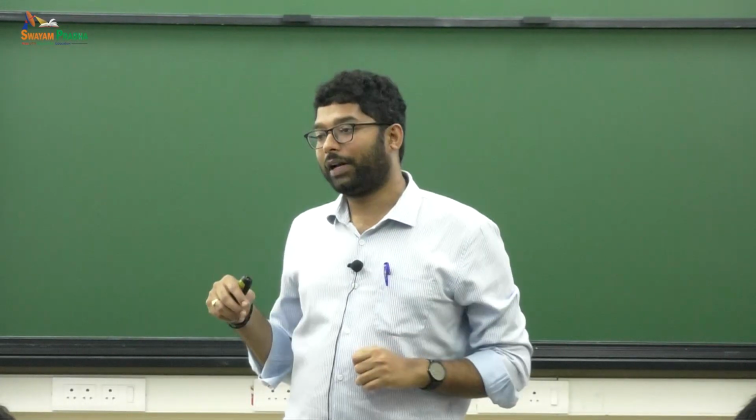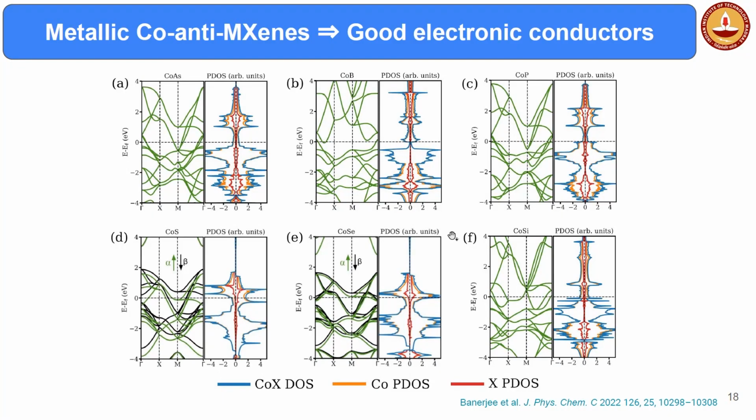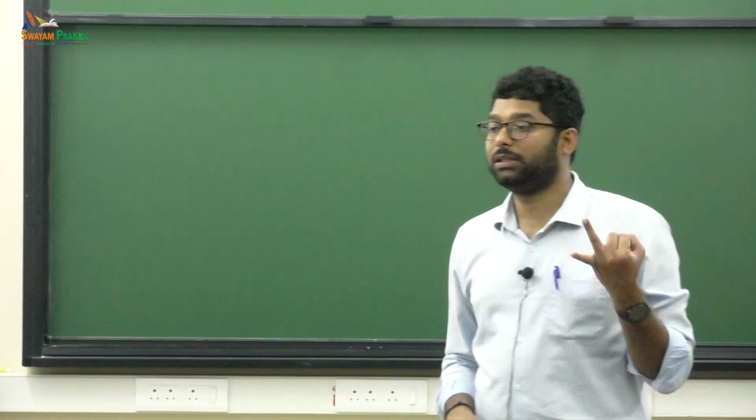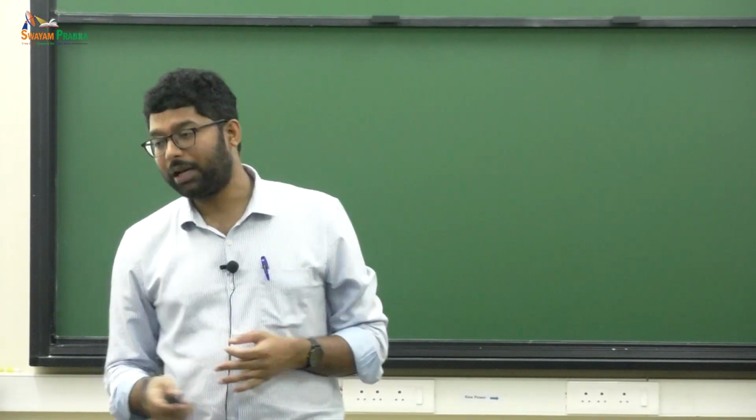For a metal, the bands will be crossing the Fermi level. You can clearly see, for example, here cobalt arsenide is there. What you are seeing at the Fermi level, the bands are crossing the Fermi level, right? Similarly here, one of the bands is slightly crossing. Here you can see again they are crossing, and so on. In all of these cases the bands are crossing, suggesting that these materials are metals, insulators, semiconductors, which one? Metals, right?